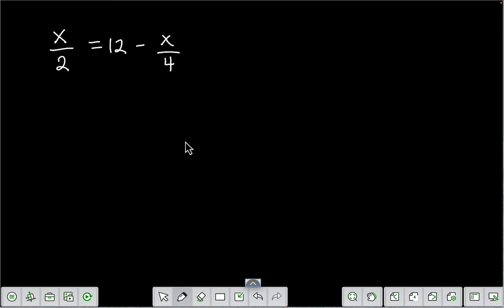All right, let's look at this problem. x over 2 equals 12 minus x over 4. Again, we need to find the LCM, right? You know, 4 times 1 is 4. 4 times 2 is 8. 2 times 1 is 2. 2 times 2 is 4. So the least common multiple is 4, right?